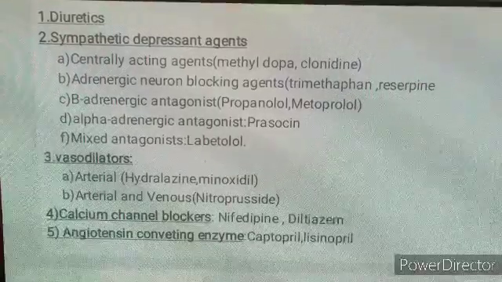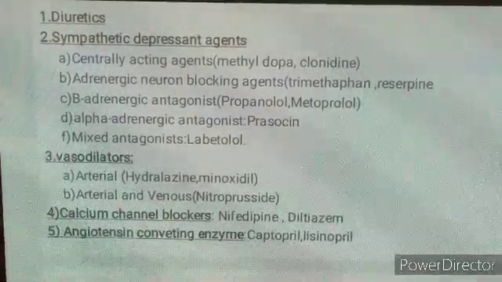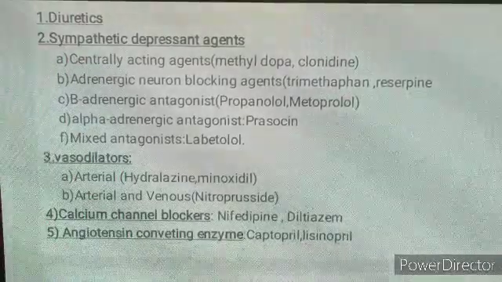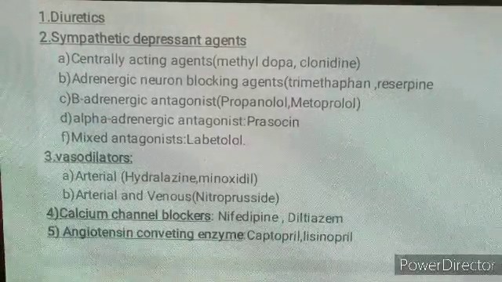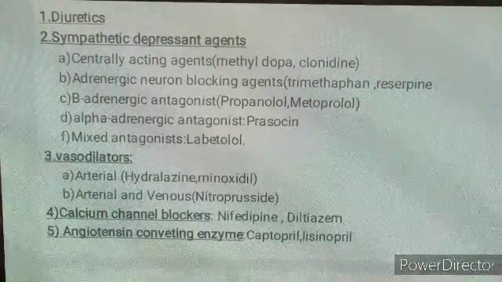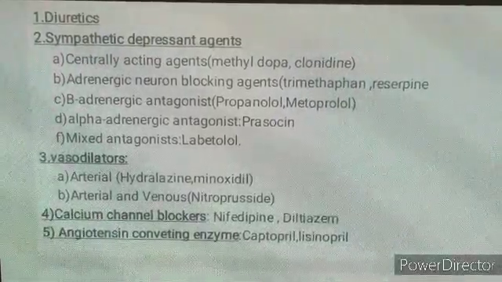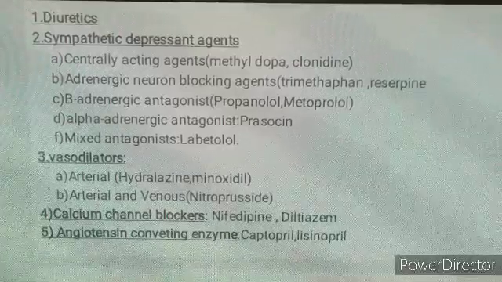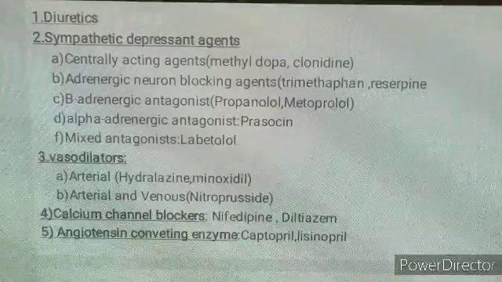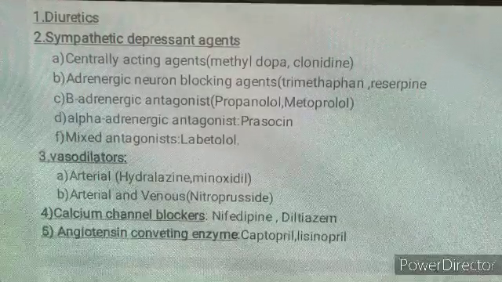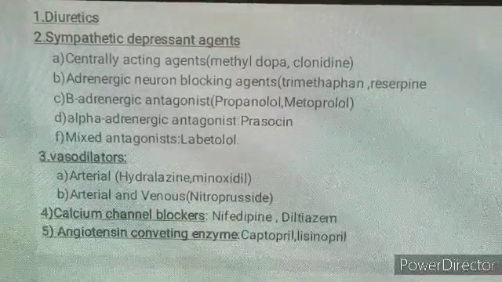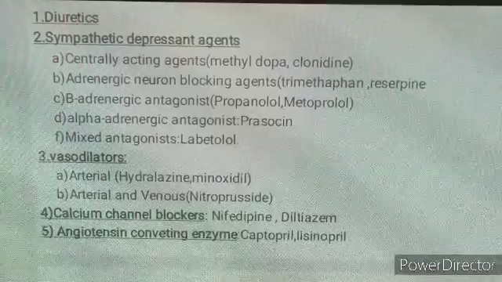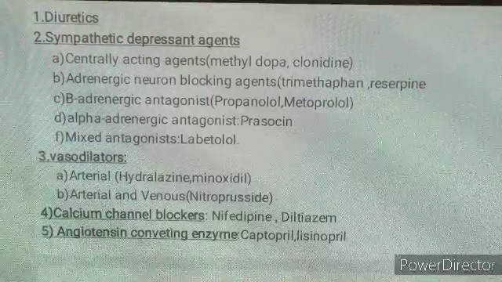Then we have calcium channel blockers. This we have discussed in antiarrhythmic drugs also, like nifedipine and diltiazem. And then we have angiotensin converting enzyme inhibitors, captopril and lisinopril. Now these ACE inhibitors reduce angiotensin 2. Angiotensin converting enzyme is responsible for the conversion of angiotensin 1 into angiotensin 2.